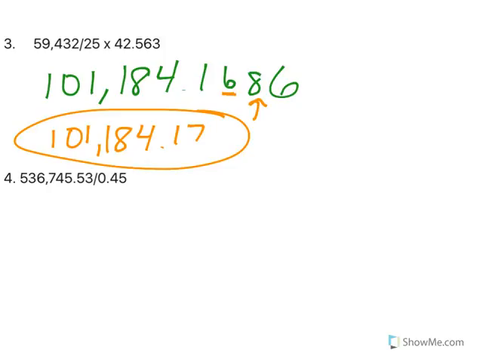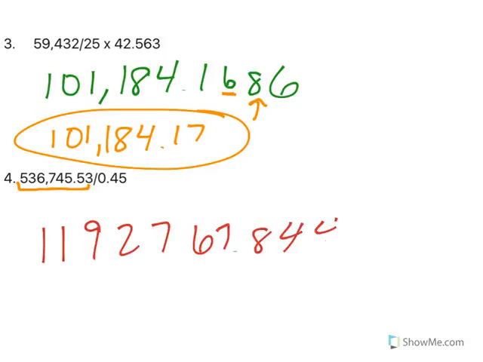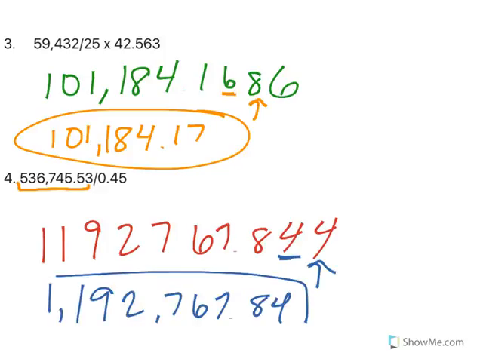In number 4, we are simply just dividing. We have this large number divided by 0.45. When you divide those two, you get 1,192,767.844. Round to the nearest cent, here's the 4. 4 rounds down, so I end up with all of this in the front, 0.84. And that's it. And I guess these are all money.